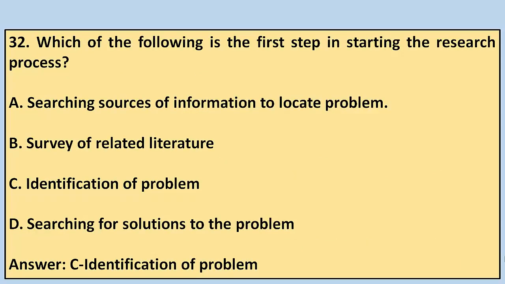Which of the following is the first step in starting the research process? A. Searching the source of information to locate problem, B. Survey of related literature, C. Identification of problem, D. Searching for solution to the problem. Answer is C. Identification of problem.